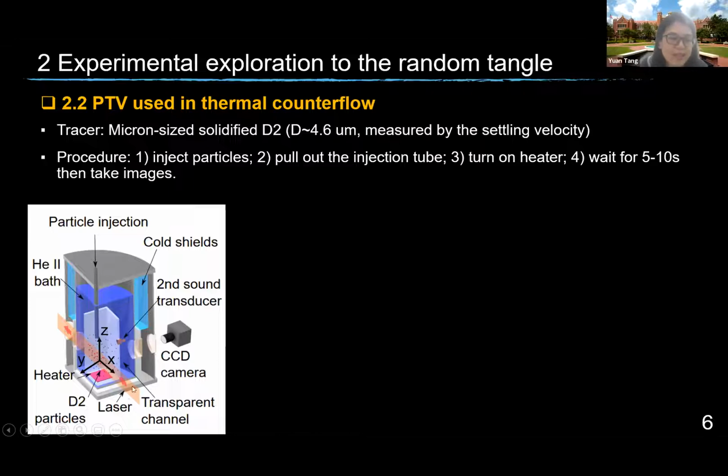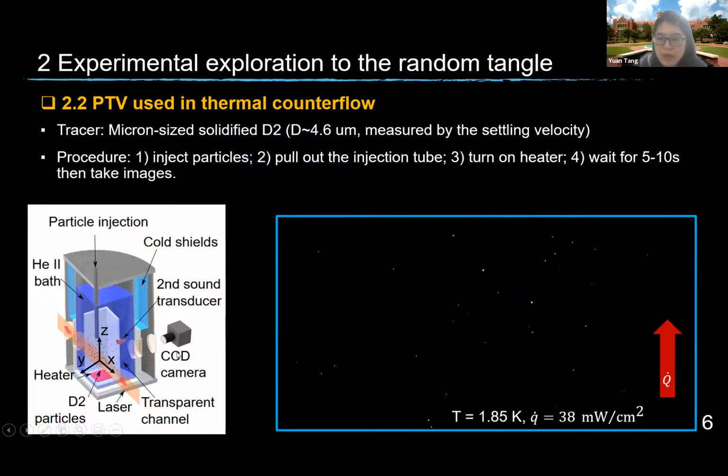A thin laser sheet passes through this channel to create a planar imaging area in the X-Z plane. Z and X axes denote directions parallel and perpendicular to the counterflow direction. After the liquid helium bath is cooled to our target temperature, the room temperature gas mixture of D2 and helium will be injected through this tube just above the imaging area. Then this injection tube will be pulled out of the channel. After that, we turn on the heater, then wait for 5 to 10 seconds, and take images.